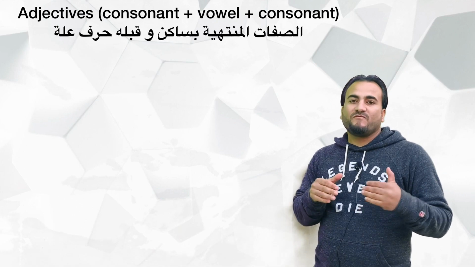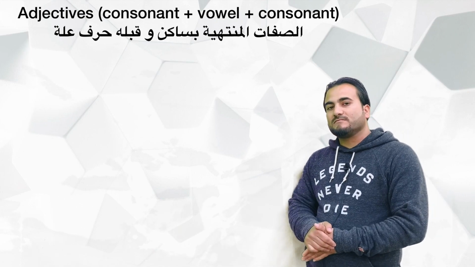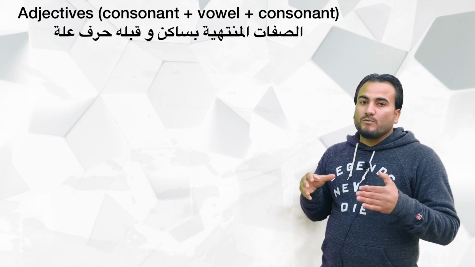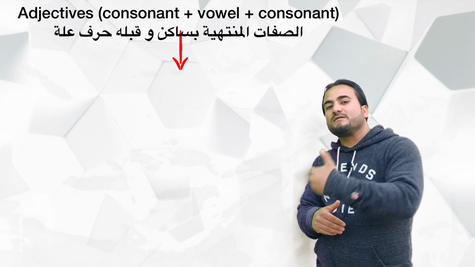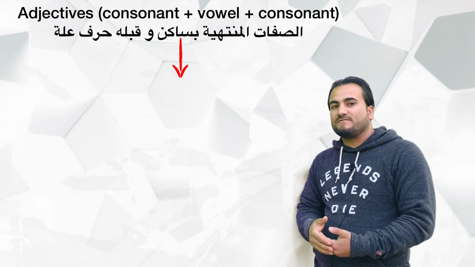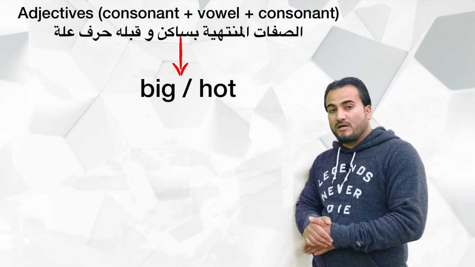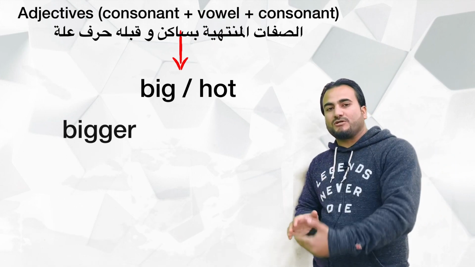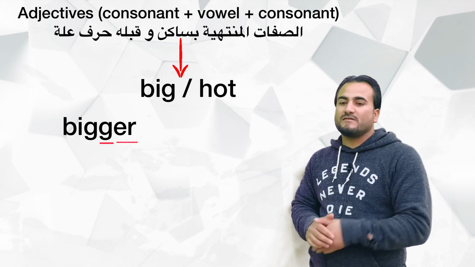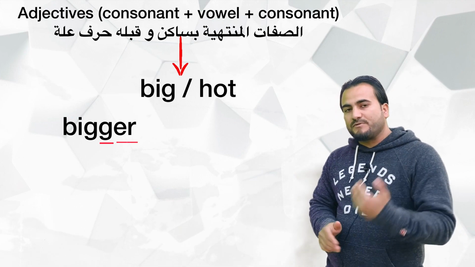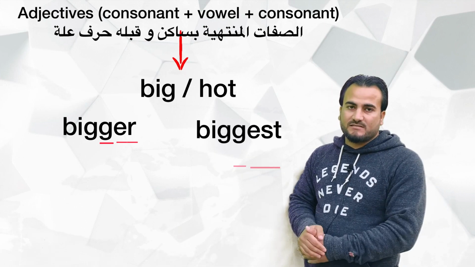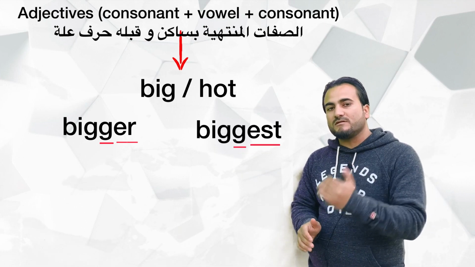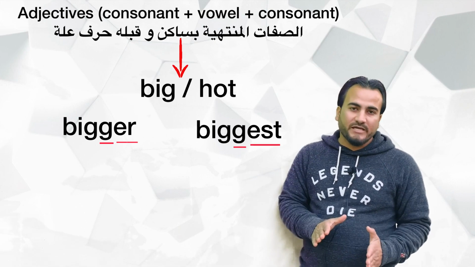Very nice. Okay, for adjectives that end in vowel plus consonant, spelling, we have to double the final letter. For example, the adjectives big, hot, okay? So the comparative adjective is bigger, we double the G letter, then we add ER. And the superlative adjective is biggest. Okay, we double the final letter, we double the G letter, then we add EST.